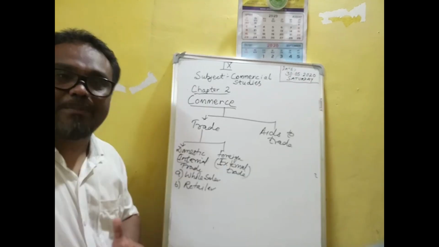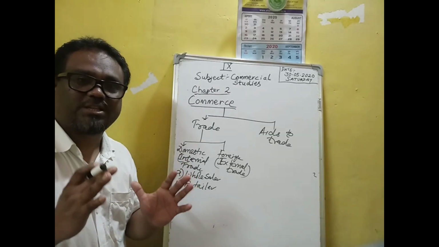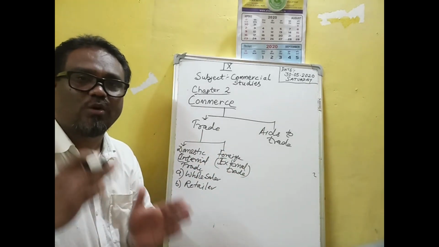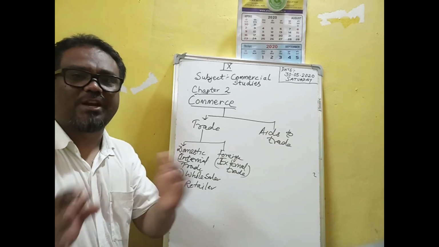We will do a particular chapter on the wholesaler. So for the time being you have to understand the wholesaler is the businessman. They buy the goods in bulk quantity from the producer and sell small quantities to the retailer. Wholesalers are the link between the producer and the retailer.